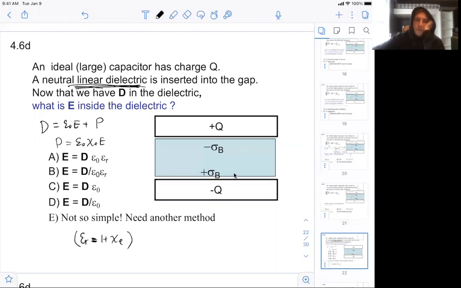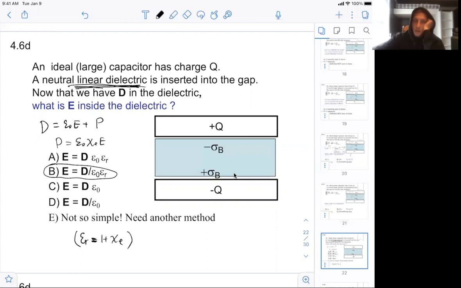All right, yes, very good. So a quick referral back to our notes, we can see B is indeed the correct answer. Very good. We just need to do a little bit of substitution so we can find the electric field inside the dielectric.